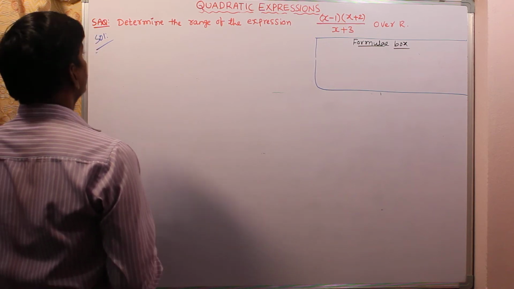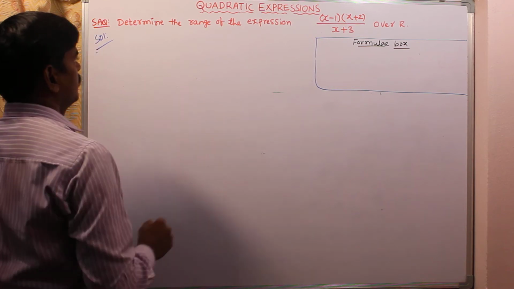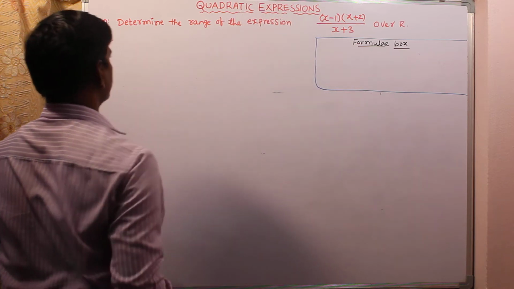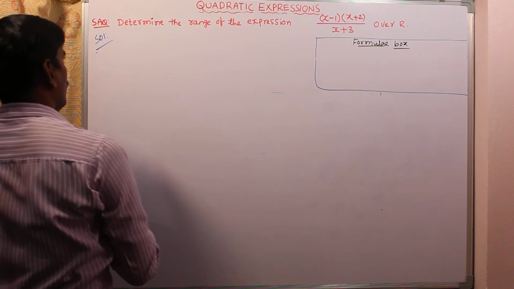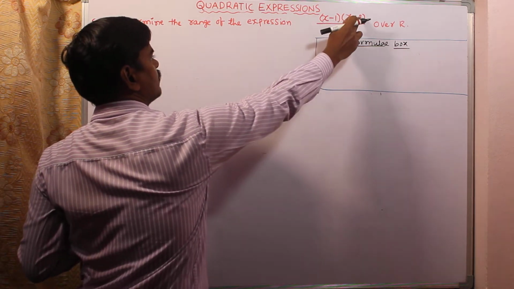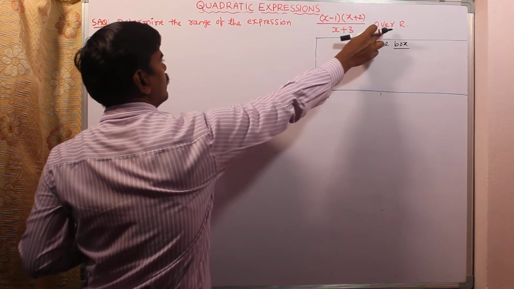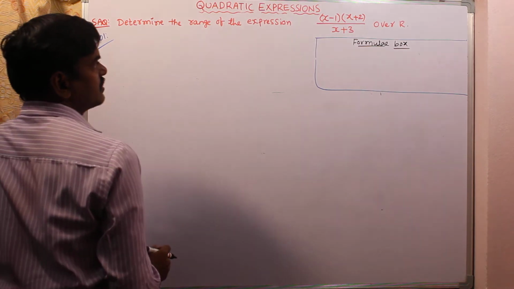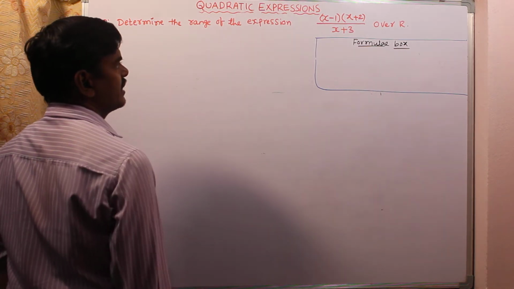Hello students, in this video we are going to learn one of the important short answer questions from the chapter Quadratic Expressions. Let us see the question. Determine the range of the expression (x minus 1)(x plus 2) divided by (x plus 3), where x is real. In quadratic expressions, range problems are very important.